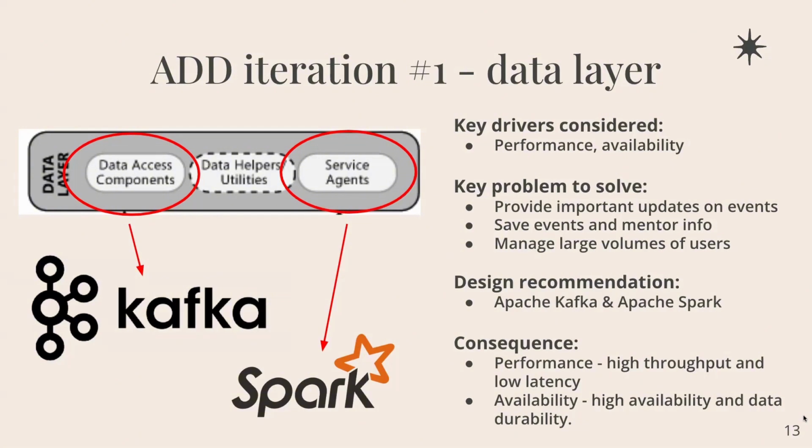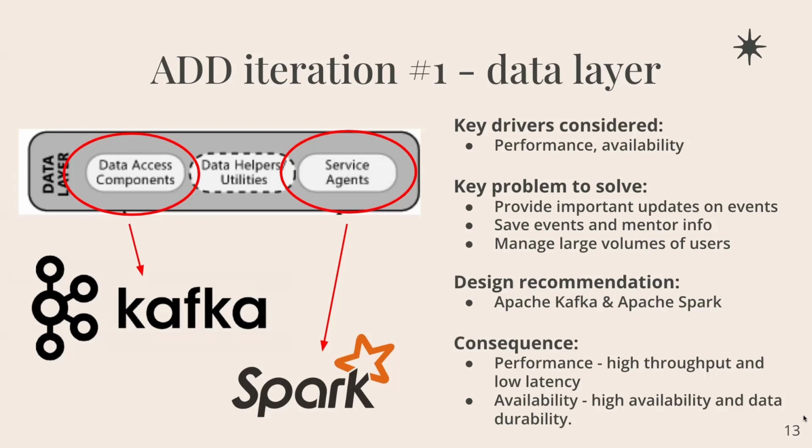So by implementing those, from a performance perspective, Apache Kafka is designed for high throughput and low latency, which allows Grad Connect Hub to handle large volumes of event data efficiently. This means that the system can process and deliver real-time updates on events, mentor recommendations, and mentorship activities with minimal delay, which provides a responsive and seamless user experience.